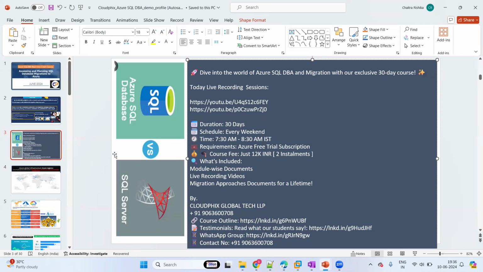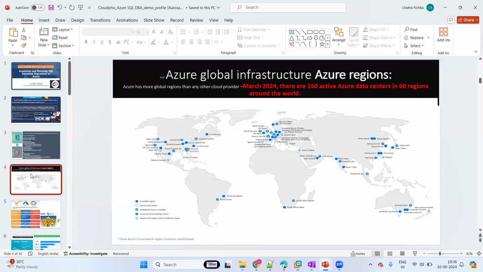Let's jump into the demo part. Why are we more concerned about the infrastructure related stuff? Basically, for Azure SQL DBA and migration, you should know the Microsoft Azure infrastructure as well, so that it is easy to understand what exactly we are going to do in the migration part and the DBA part. Cloud is something we moved to 5 or 10 years back. VMware was popular. Before that, we used hardware infrastructure, right? Now the advance is cloud.